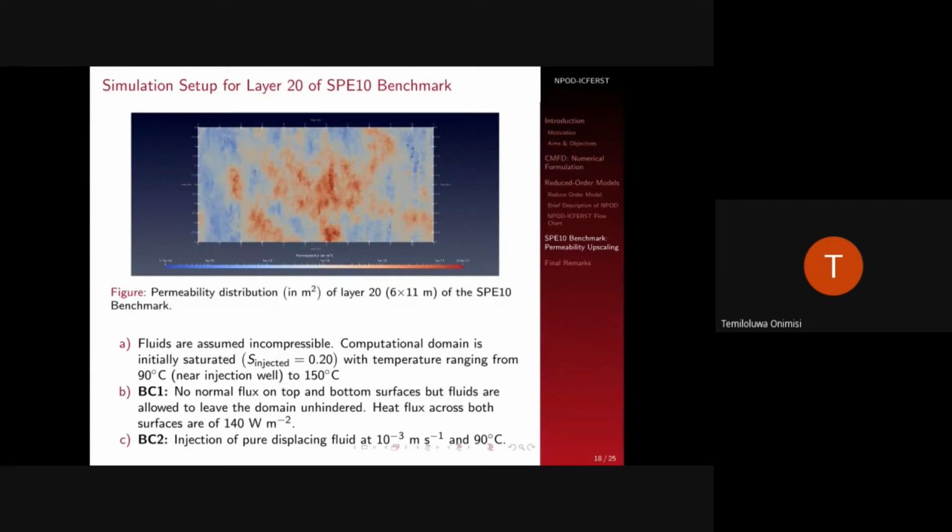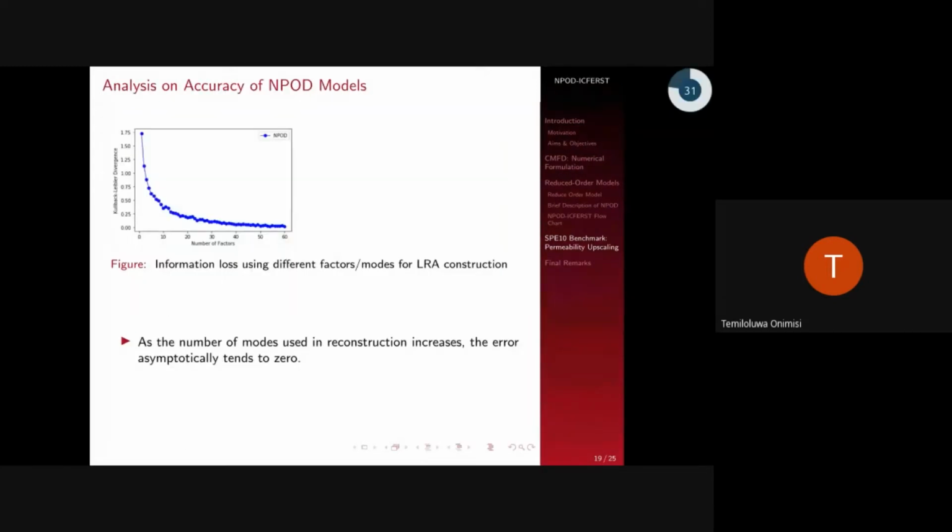The computational domain is initially saturated with fluid 2, and temperature ranging from 90 degrees to 150 degrees is near the injection well. The first boundary condition: there's no flux on the top and bottom surface, but fluids are allowed to leave the domain. Heat flux across both surfaces is 140. The second boundary condition is injection of pure displacing fluid at 10 raised to the power of -3 and 90 degrees Celsius. Next slide. So this is the setup for the simulation.